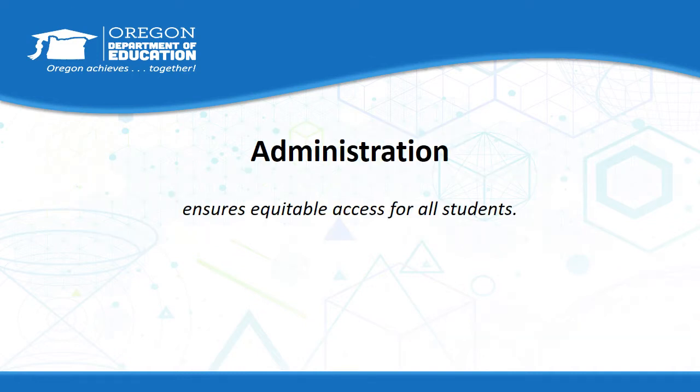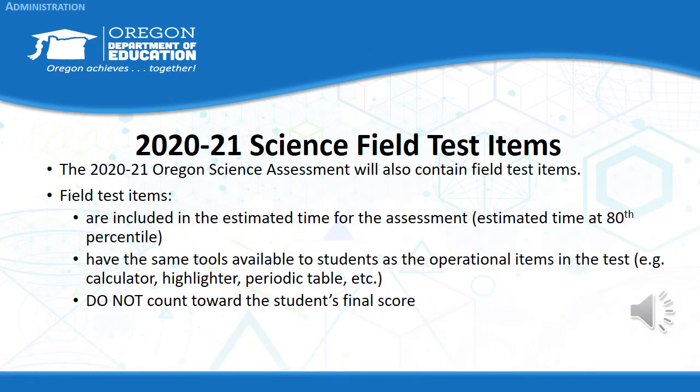Administration ensures equitable access for all students. 2020-2021 Science Field Test Items. As in previous years, the 2020-21 Oregon Science Assessment will contain field test items aligned to the 2014 Oregon Science Standards, also known as NGSS. These items will have the same tools available to students as the operational items in the test, such as the calculator, periodic table, highlighter, etc., and will not count towards the student's final test score.